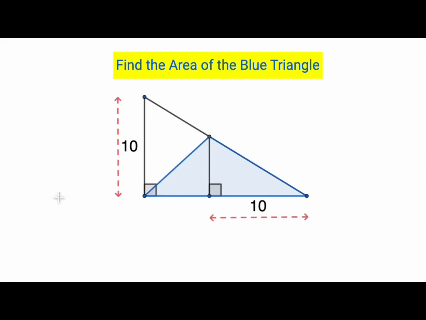All right. Welcome back. In this problem, we are going to find the area of the blue triangle. The triangle here has a length of 10 going up here. It's a right triangle. 10 from this point to that point there. We want to try to find the area of the blue triangle.